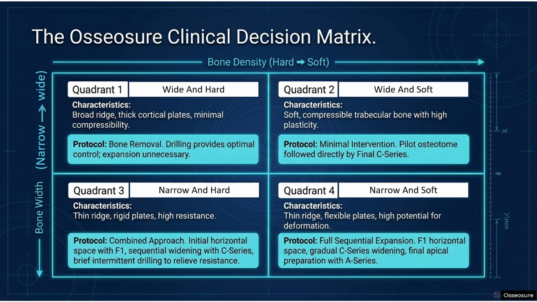Quadrant 4. Narrow and soft bone. You will start with F1 for horizontal splitting, then continue with C series. At times, you may require A series for the apical preparation. In narrow soft bone, mostly you won't need A series. This is a simple, clear protocol given by OsseoSure philosophy.